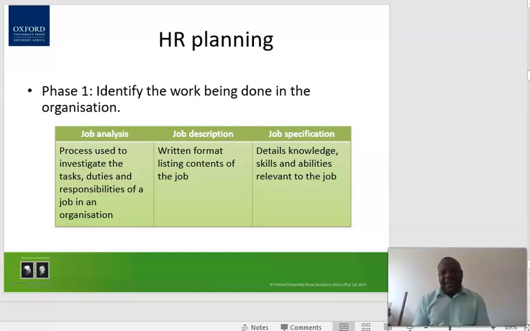So in terms of identifying work being done in the organization, we look at 3 processes. One being job analysis. Job analysis is basically the process that is used to investigate the tasks, duties, and responsibilities of a job in an organization. Then job description. This is generally the written format, listing the contents of the job. Then there's also job specification, which details the knowledge, the skills, the abilities or competencies that are relevant for the job. So that will be your phase 1.